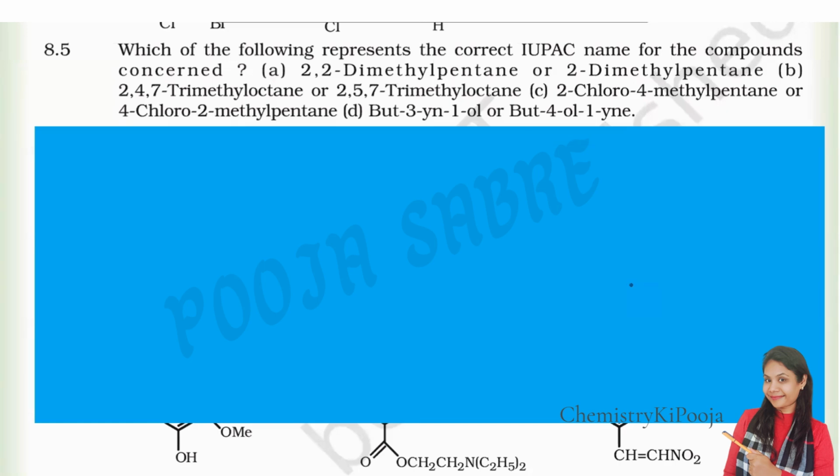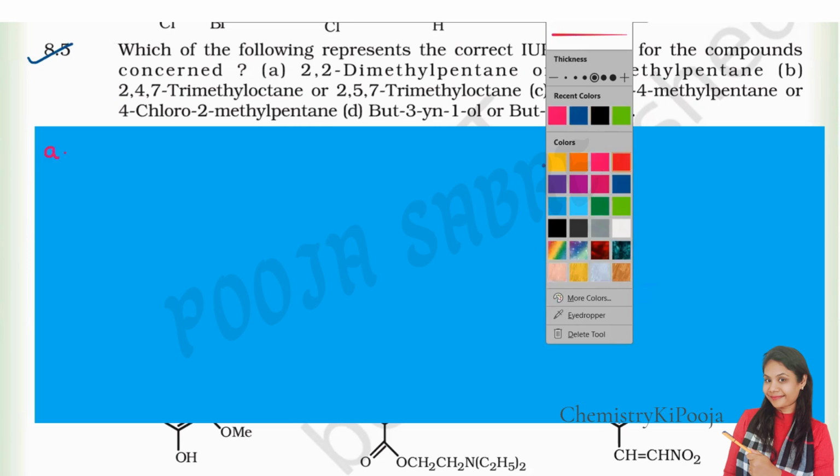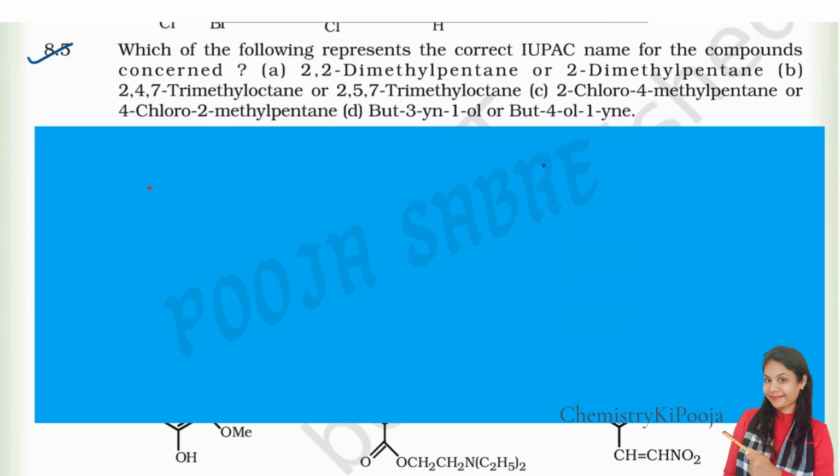Now let us proceed ahead with the next question. Now the question says, which of the following represents the correct IUPAC name for the compounds? Now we have given the first one. The first one is 2,2-dimethylpentane or 2-dimethylpentane.